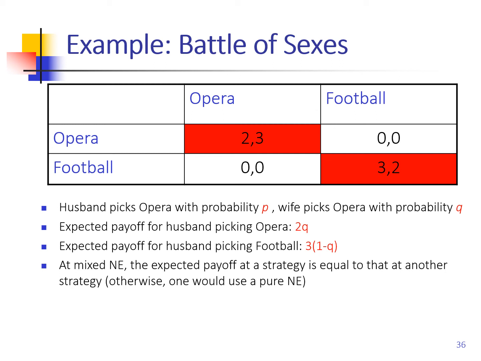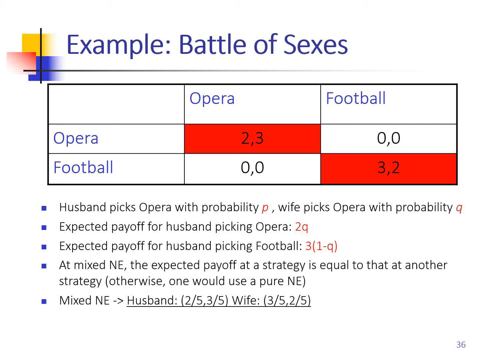Now we said that at a mixed Nash equilibrium, the expected payoff of each strategy is equal. We need to make them equal in the expected sense, right? So if we make these two expectations equal, then 2Q equals 3 times 1 minus Q, or 2Q equals 3 minus 3Q, then we can find Q. Q will be equal here to 3 out of 5. And then we can calculate the mixed Nash equilibrium. So the husband will take 2 out of 5, 3 out of 5, and the wife will take 3 out of 5, 2 out of 5.